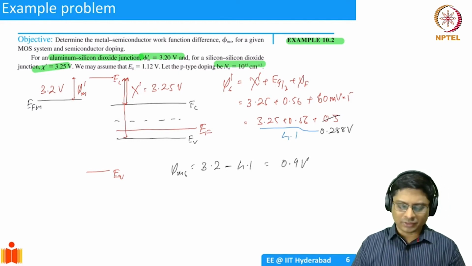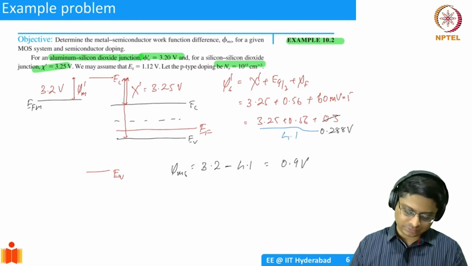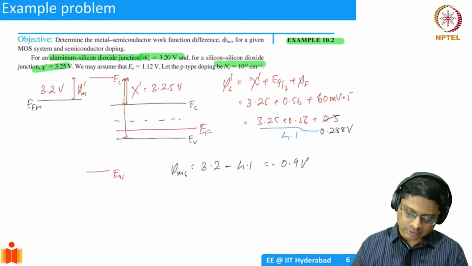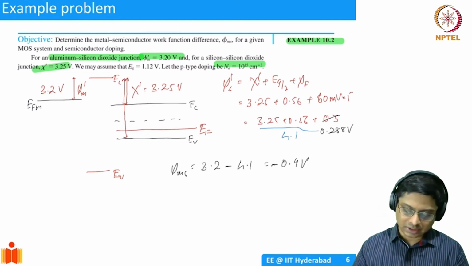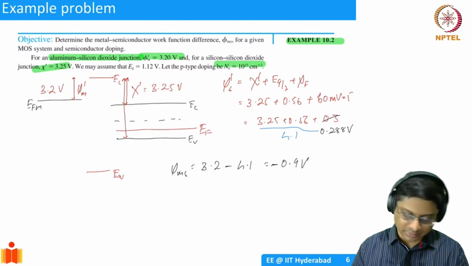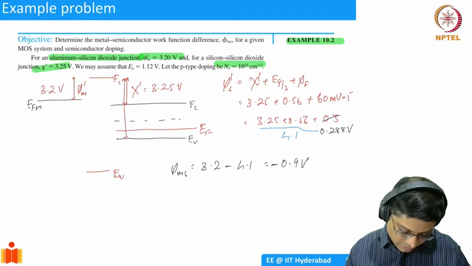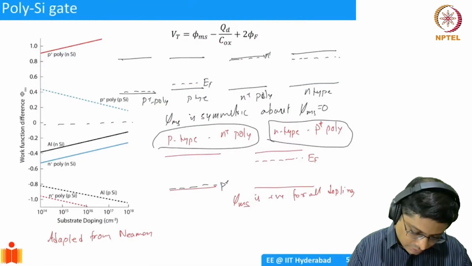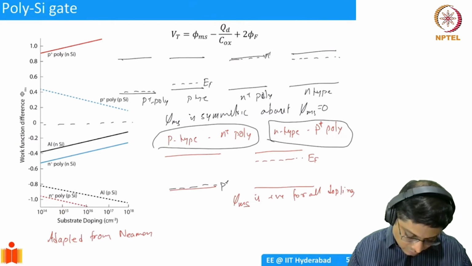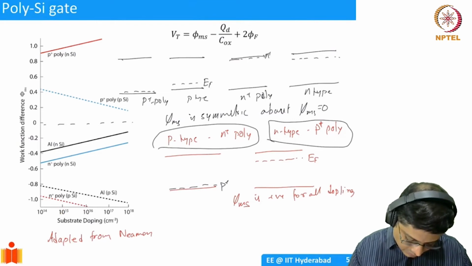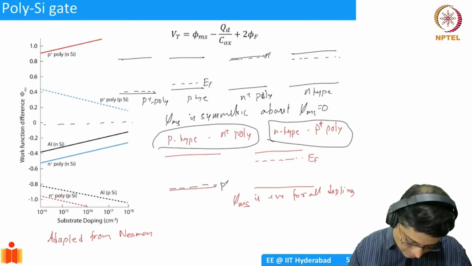This is the work function difference, minus 0.9, sorry, for aluminum and a p-type semiconductor. Is it consistent with what we have studied? So 10 power 15, this is the graph mentioned. With a 10 power 15 p-type substrate, and this is the metal, aluminum is somewhere here. So aluminum and 10 power 15 is somewhere here.